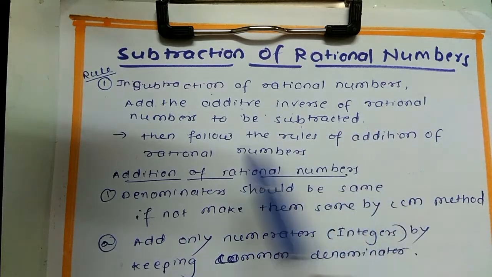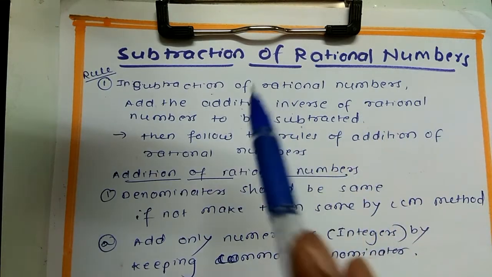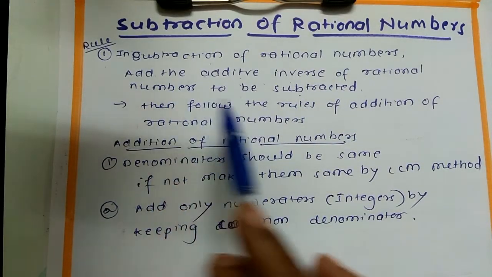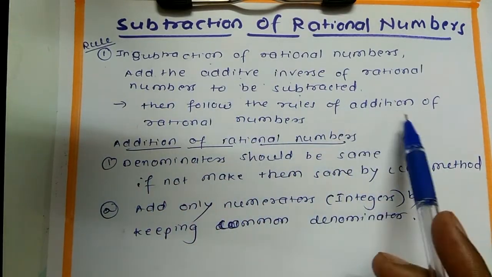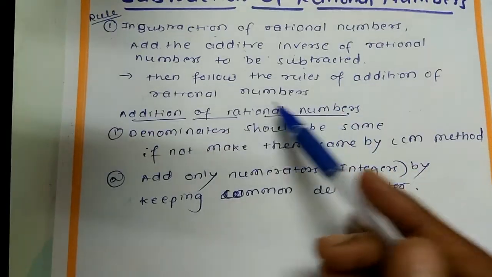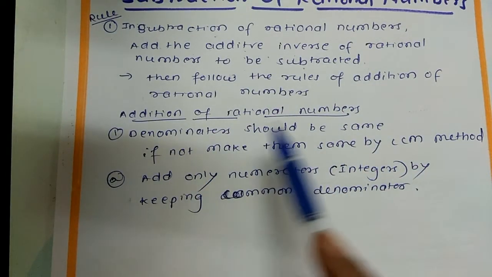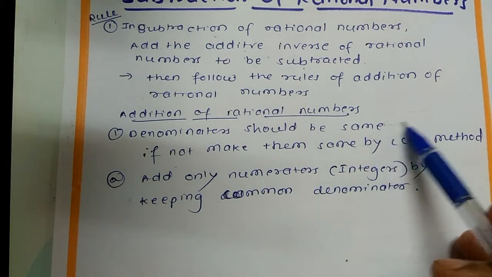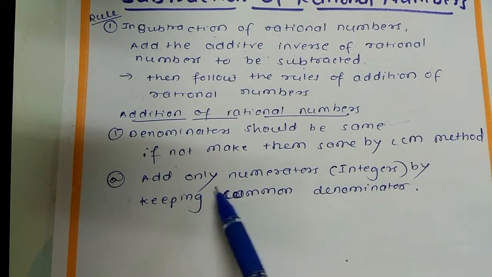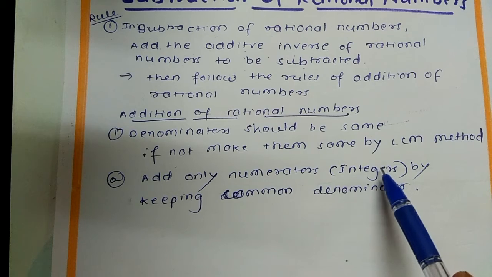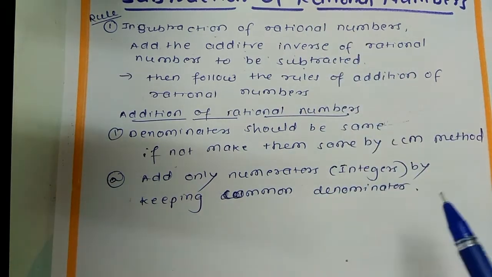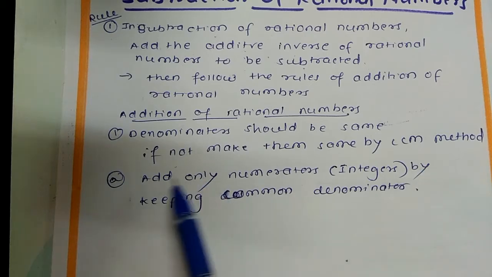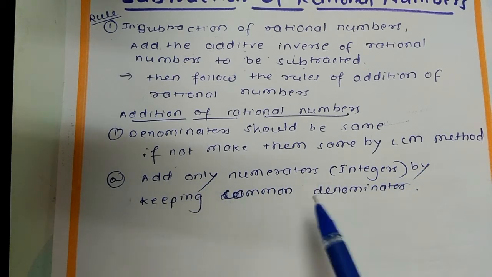Whichever rational number you are subtracting, you just add its additive inverse. As you are adding the additive inverse, follow the rules of addition of rational numbers. What are the rules? The denominator should be the same. If it is the same, go for the second step: add only the numerators. In numerators you will get integers, because we will have negative and positive rational numbers. Add only the numerators, keeping the common denominator.